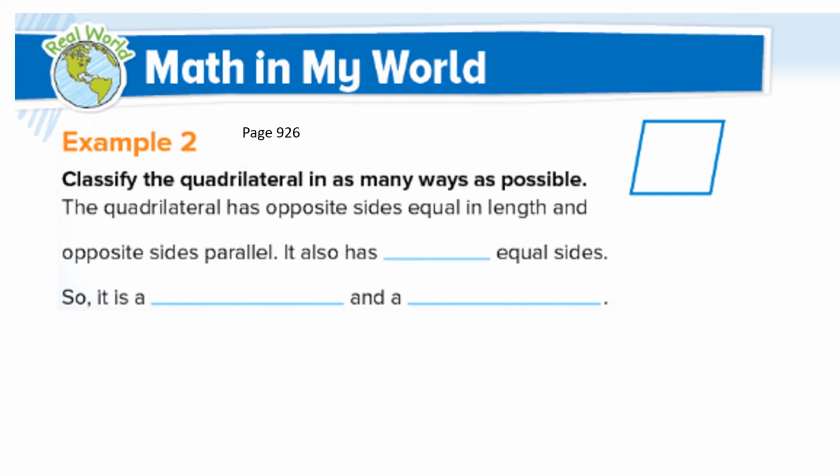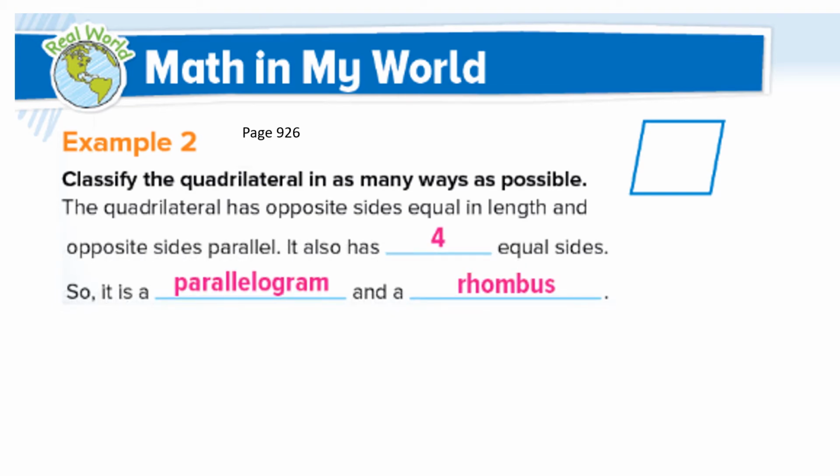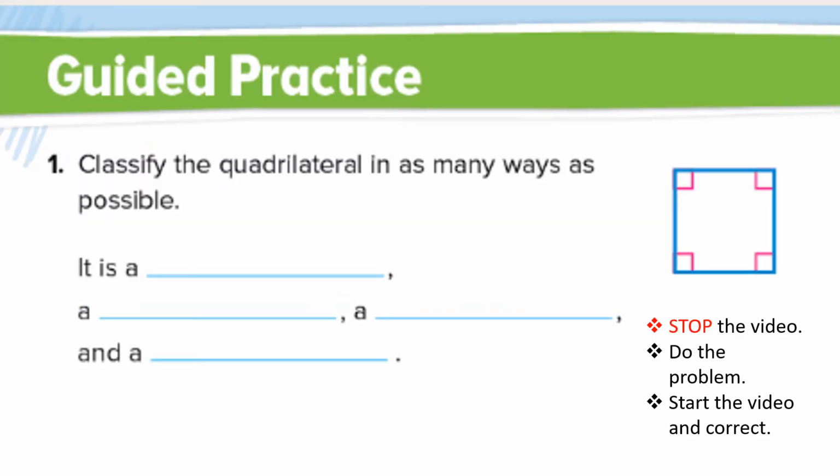It also has how many equal sides? What do you think? So what do you think this is going to be? Good. 4 equal sides, and it could be a parallelogram or a rhombus. Classify the quadrilateral in as many ways as possible. So stop the video, do the problem, and then start again.